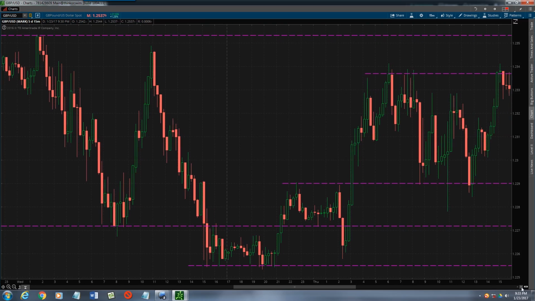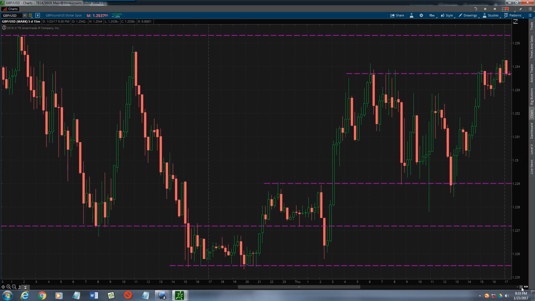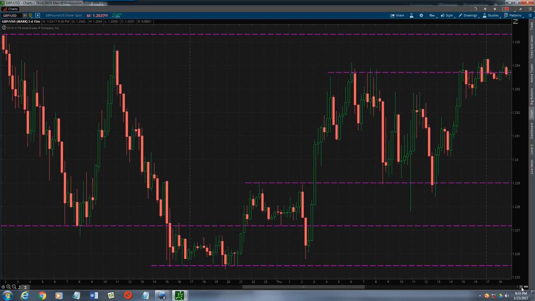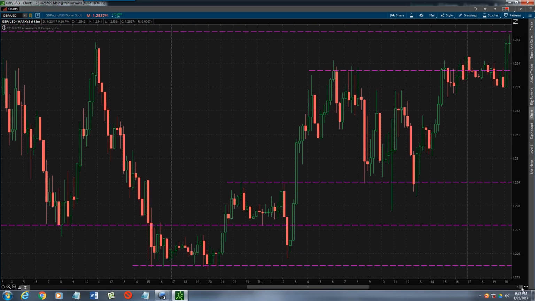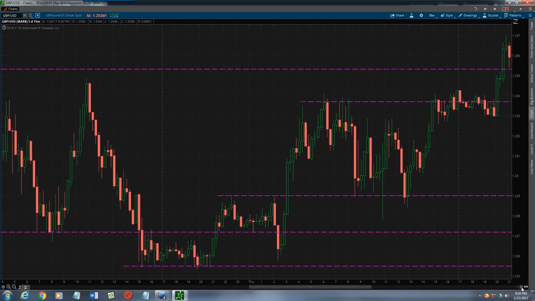So that's being respected there. See that? Okay, so consolidating kind of around there. Okay, shooting back up. Now it's hitting that upper resistance line. You can see it went up, almost tagged it, and came back down, and then shot through. Okay, so now that becomes support.